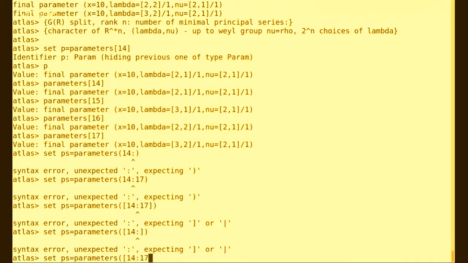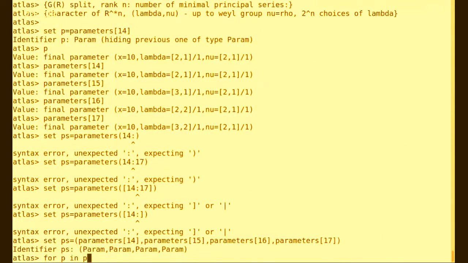But actually, I think what I can do is parameters. Sorry. So let's just do this the easy way. Let's set principal series is parameters bracket 14, parameters bracket 15, parameters bracket 16 and parameters bracket 17. Very clumsy, but it works for P and PS2.